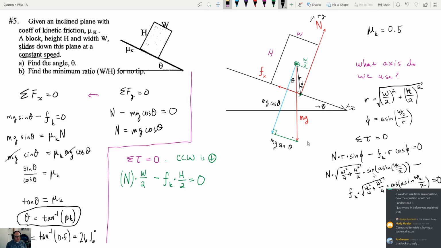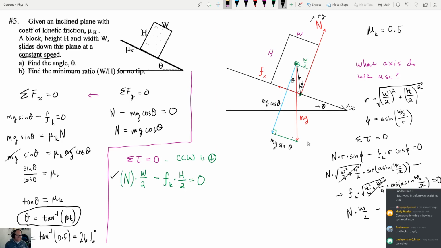Now, what's interesting is that when you do the sine of the arc sine, that gives you just the thing that's inside of it, right? So the sine and the arc sine cancel, basically. But then this r actually cancels with this one. So the first term becomes just n times w over 2, which is exactly what we have over here, right? And I'll leave it to you to do this one, but a similar thing happens here. The cosine of the arc sine of w over 2 over r is actually equal to h over 2 over r, which cancels out with this, and you end up getting minus fk h over 2.